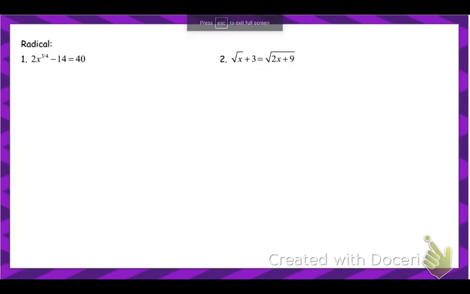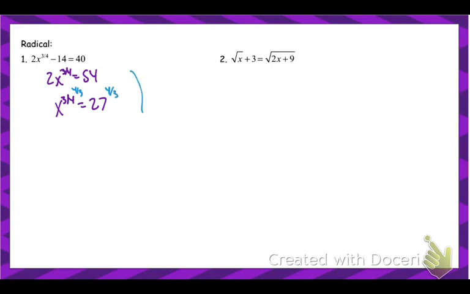All right, then we moved on to radical and root equations. So this first one with those rational exponents, I would get that x by itself. So I would add 14. Divide by 2. And then at this point, I can raise both sides to the 4/3 power. So then I end up with x equals 27 to the 4/3. Now keep in mind, 4/3 as an exponent means the cube root and then raised to the 4th power. So the cube root of 27 is 3. 3 to the 4th power is 81.